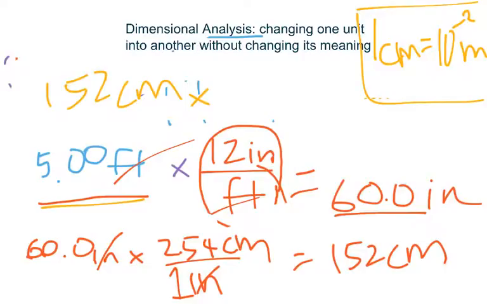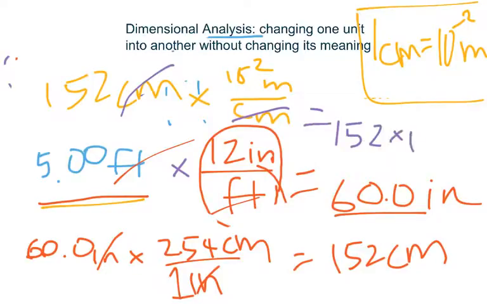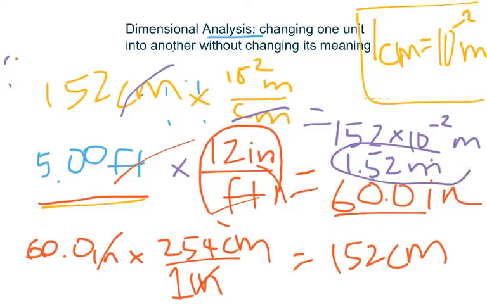So we want centimeters on the bottom. So centimeter, we don't have to put the 1 here since it's kind of implied, since if you divide or multiply by 1, it's still the same thing. So on the top, we will put 10 to the negative 2 meters. So naturally, our centimeters cancel out, and we are left with 152 times 10 to the negative 2 meters, or in other words, we have 1.52 meters as our final answer.